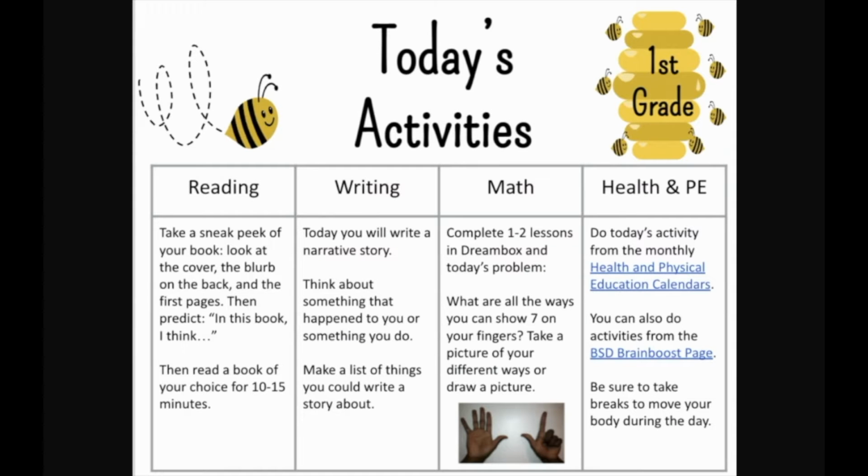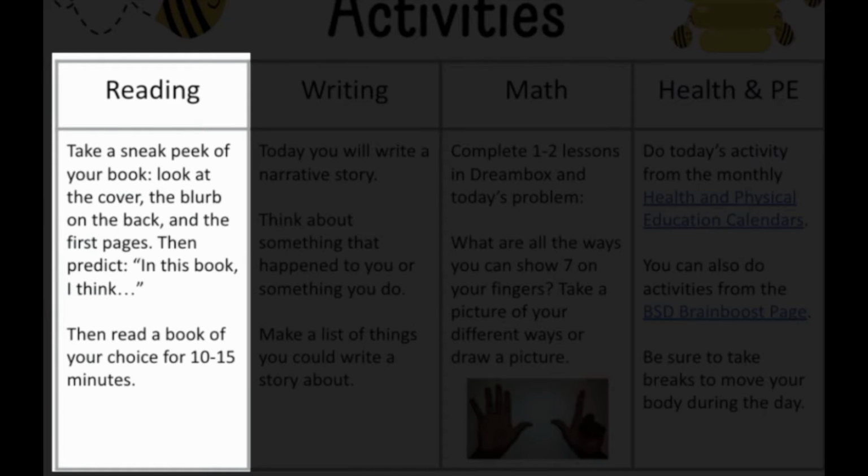Our first box here is reading. Under reading, it says that today we should take a sneak peek of your book. You're supposed to look at the cover of your book, the blurb on the back, look at the first pages, and then you're going to make a prediction. In this book, I think, and you're going to say what you think is going to happen in this book. Okay, this is your best prediction about what you think the characters might do, what might happen. Then you're going to read a book of your choice for about 10 to 15 minutes.